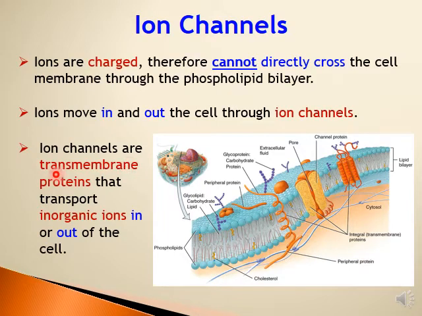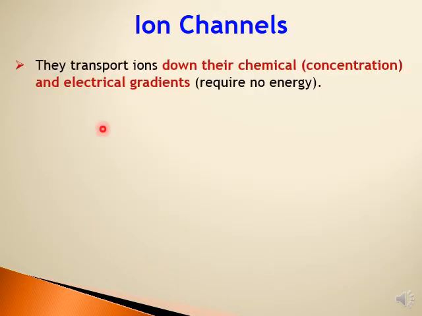Ion channels are transmembrane proteins that transport ions in and out of the cell. They transport ions down their chemical gradient, also we call the concentration gradient, and because ions are also charged, we should mention the electrical gradient. So ions move across the membrane through ion channels down their electrochemical gradient. There are two gradients that affect the movement of ions, and of course we don't need ATP. That's why transport through ion channels is one of the passive transport mechanisms across the cell membrane.